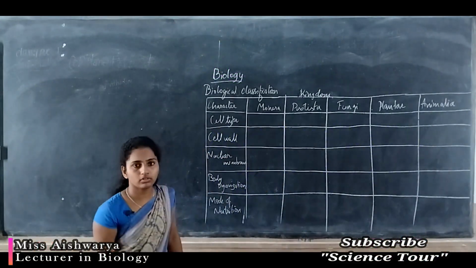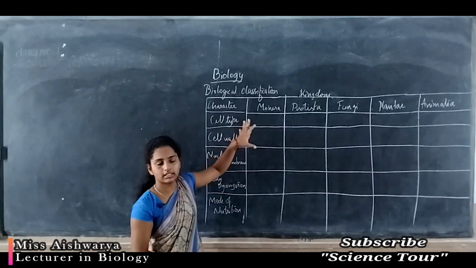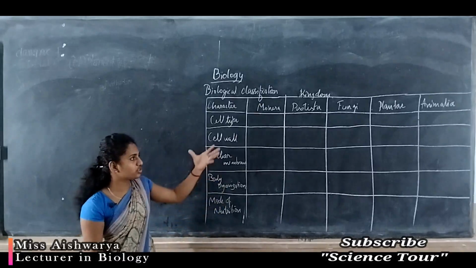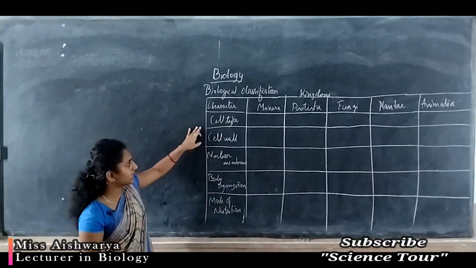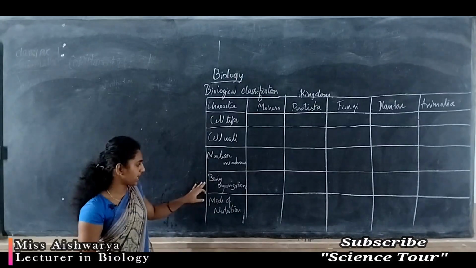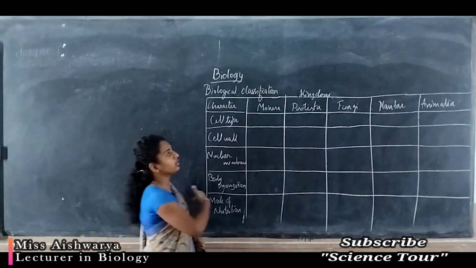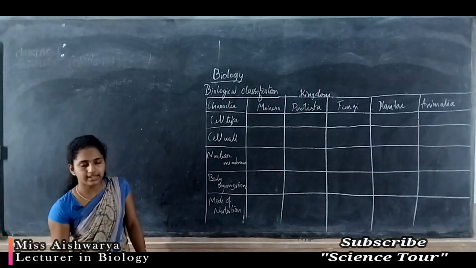Let us study about the characteristics of five kingdom classification. In this class we are going to study about the five kingdom classification, how they are generally mentioned in a column, based on their cell type, cell wall, nuclear membrane, body organization and mode of nutrition. Here all the five kingdoms are classified based on these main criteria.